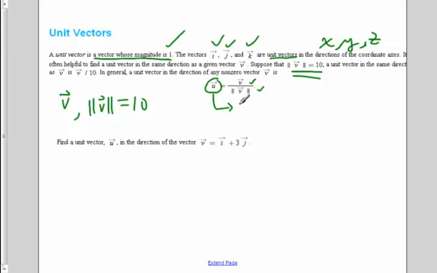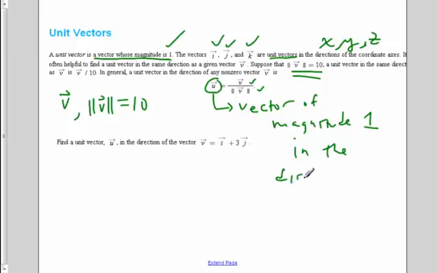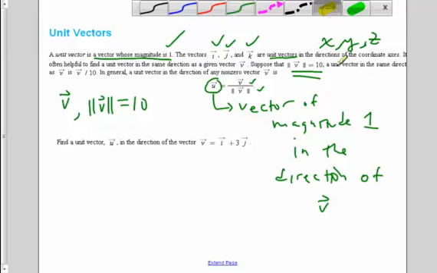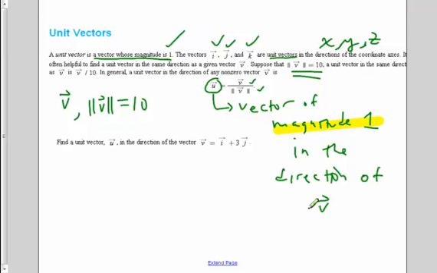So this will get us a vector of magnitude equals 1, but it's now in the direction of v. So we've created a unit vector now, and again, unit vector means that it has a magnitude of 1, and it's in the direction of v. So we've created this unit vector in the v direction.